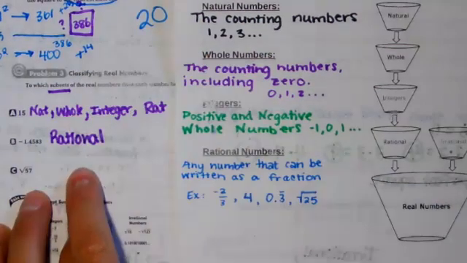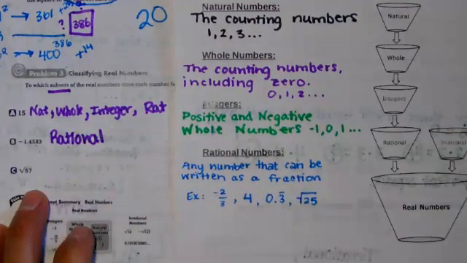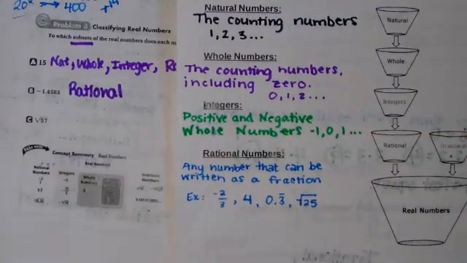Now, why is this rational, not irrational though? Because irrational has decimals as well. Because it ends and you can divide it. It ends, right? It ends and you can make that into a fraction. If the decimal ends, it's automatically rational, okay? If it doesn't end, it's irrational.